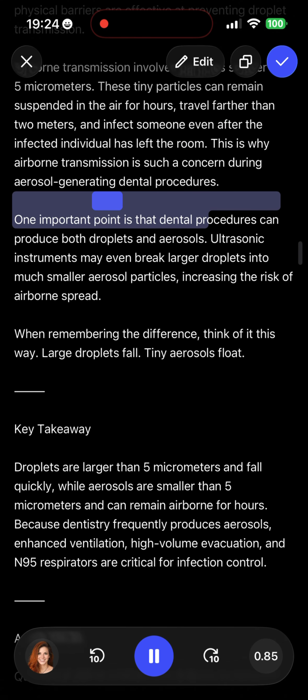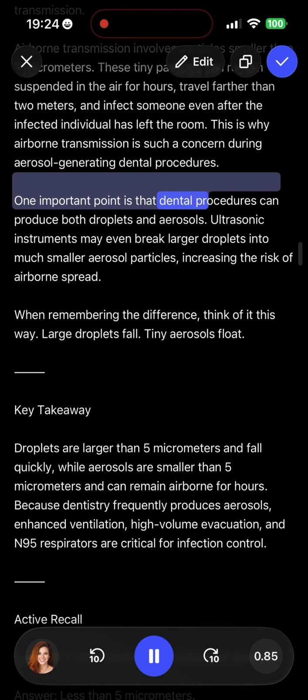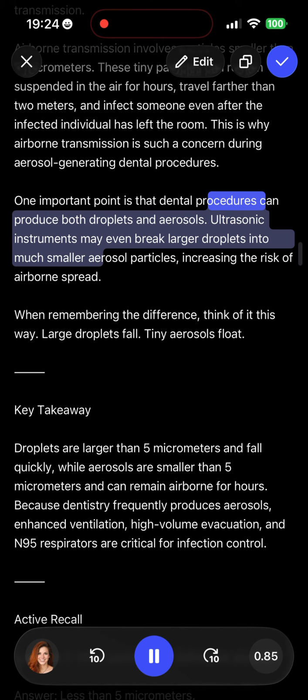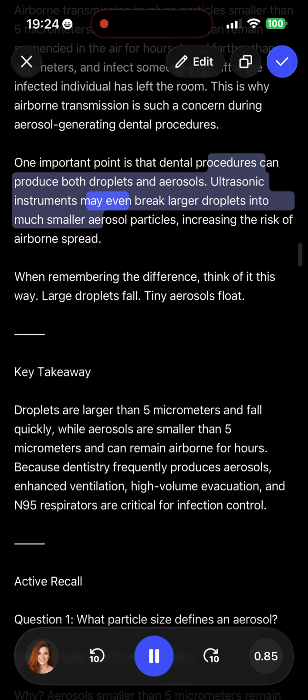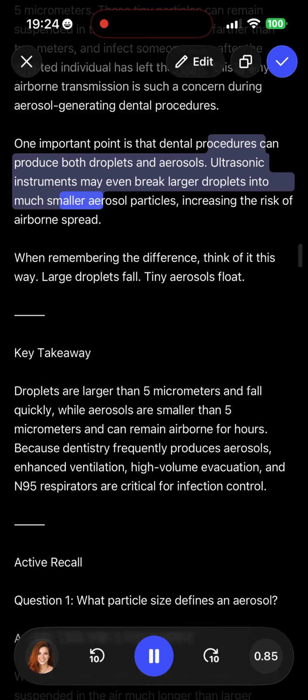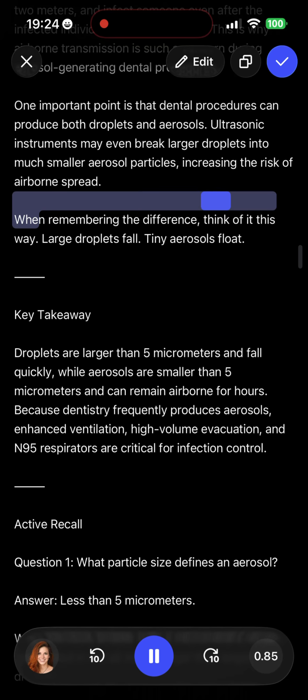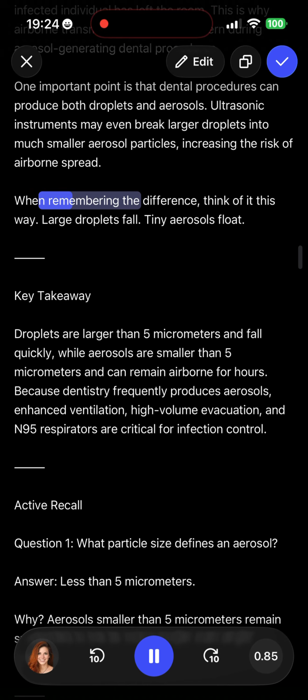One important point is that dental procedures can produce both droplets and aerosols. Ultrasonic instruments may even break larger droplets into much smaller aerosol particles, increasing the risk of airborne spread. When remembering the difference, think of it this way. Large droplets fall, tiny aerosols float.